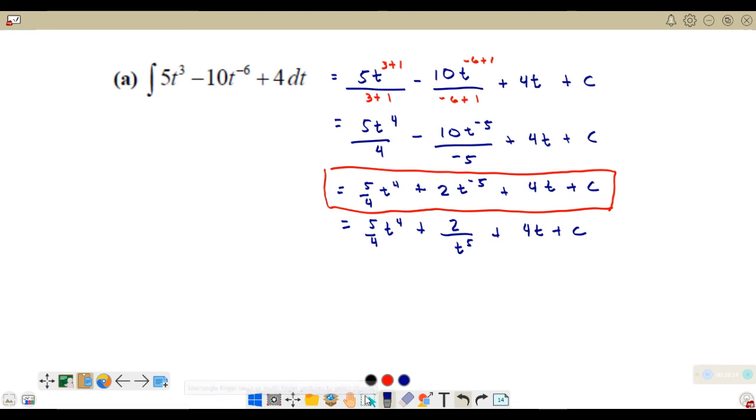Kasi di ba diniscuss natin yung mga rules kanina. Pwede mo rin yung paghiwa-hiwalayin. 5t cube dt minus 10t raised to the negative 6 dt plus 4 dt. Kayo yung bahala. As long as you are following the correct rules na mga na-discuss natin kanina, wala kayong bina-violate kahit isa, and you will end up with the same answer, tatanggapin ko yon. Makukuha nyo yung tamang points. Okay?